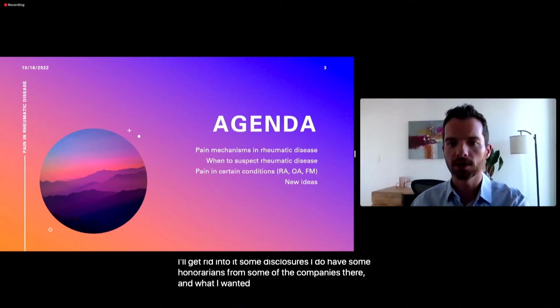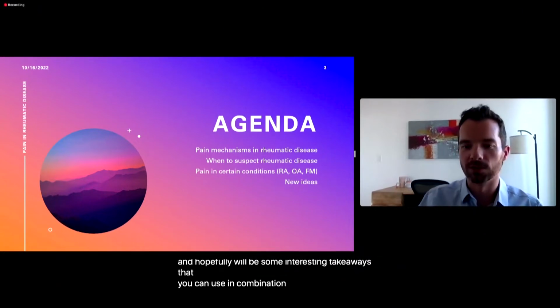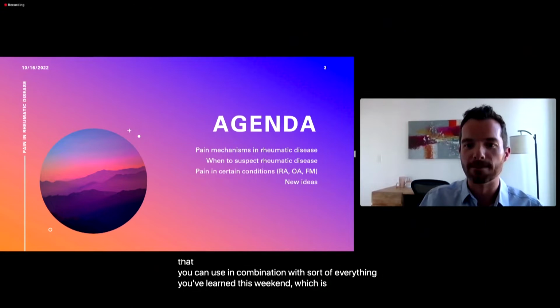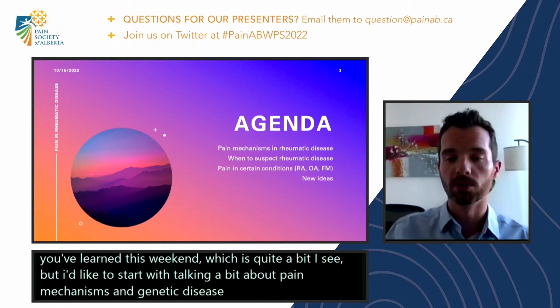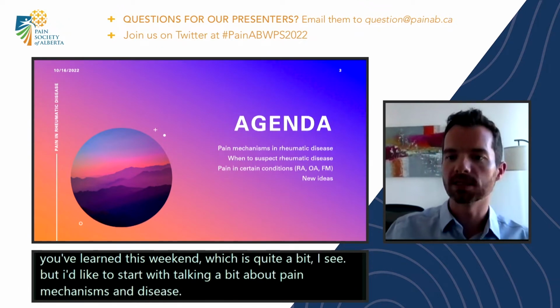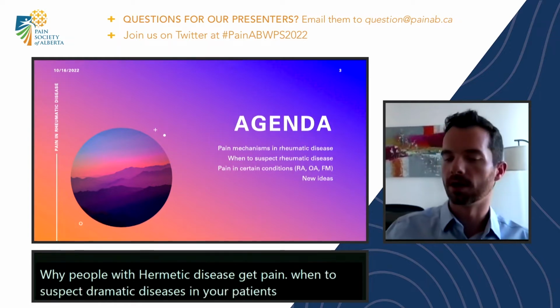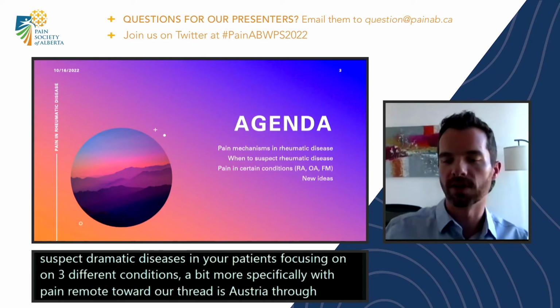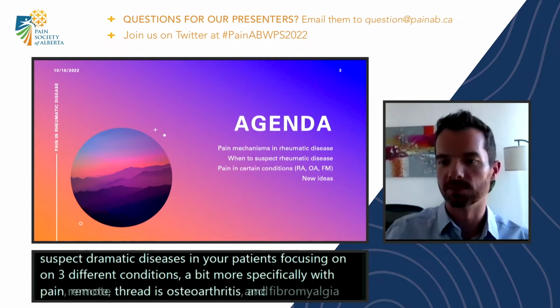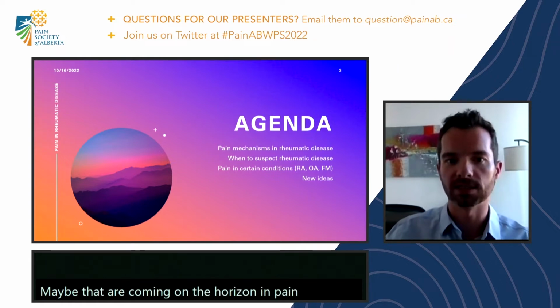What I wanted to talk to you about today, and hopefully there will be some interesting takeaways that you can use in combination with everything you've learned this weekend, which is quite a bit, I see. I'd like to start with pain mechanisms in rheumatic disease, why people with rheumatic disease get pain, and when to suspect rheumatic diseases in your patients. Then I'll focus on three conditions more specifically with pain: rheumatoid arthritis, osteoarthritis, and fibromyalgia, and then talk a little bit about some new ideas that are coming on the horizon in pain and rheumatic disease.